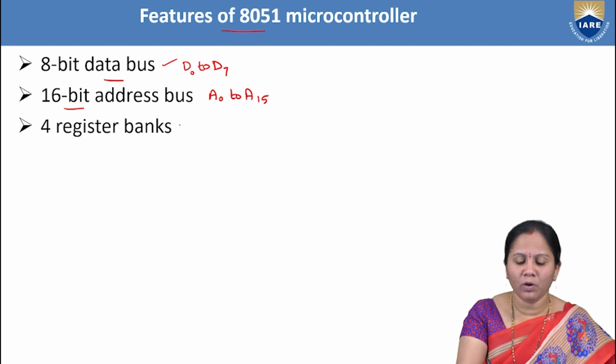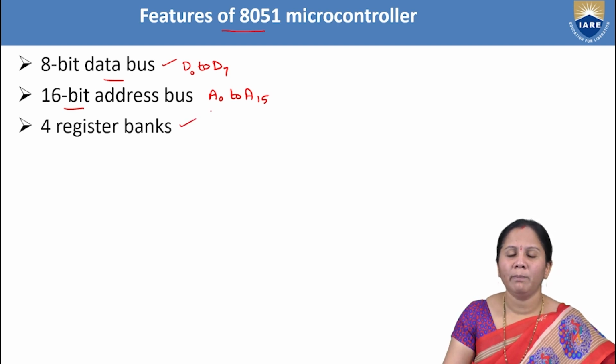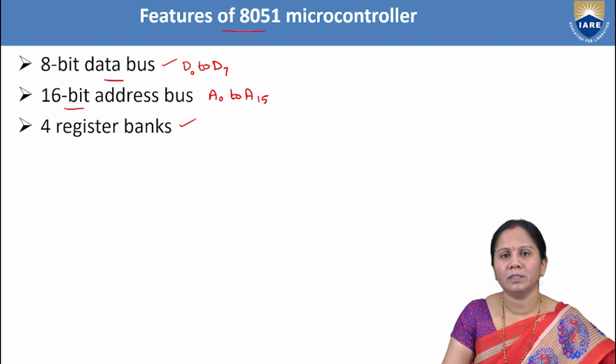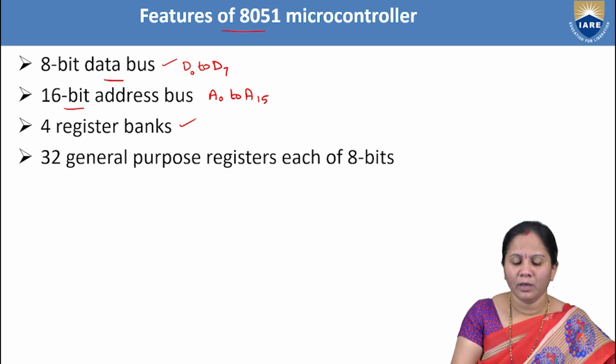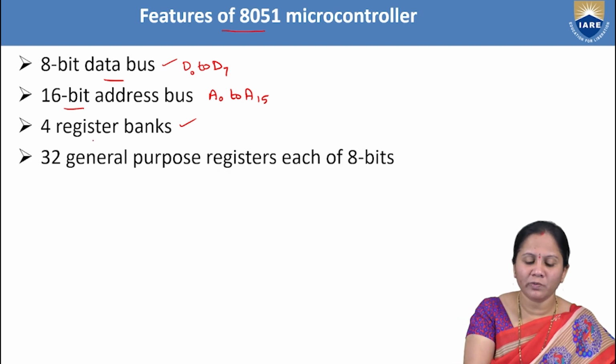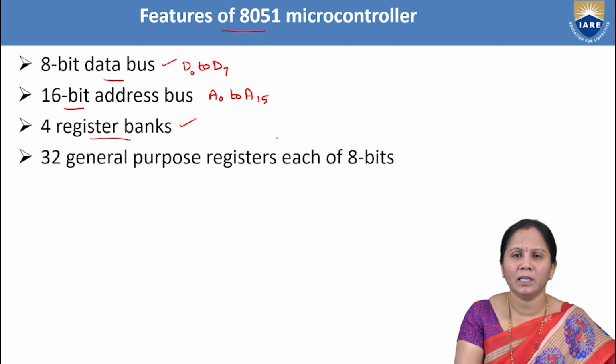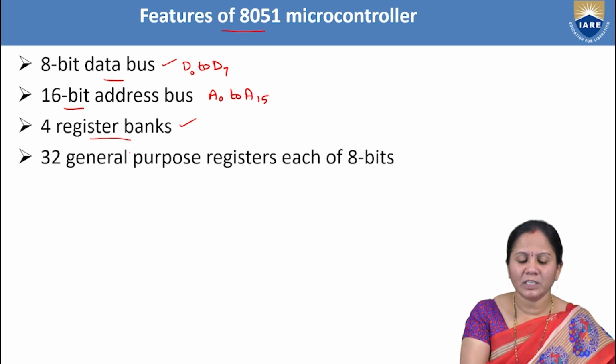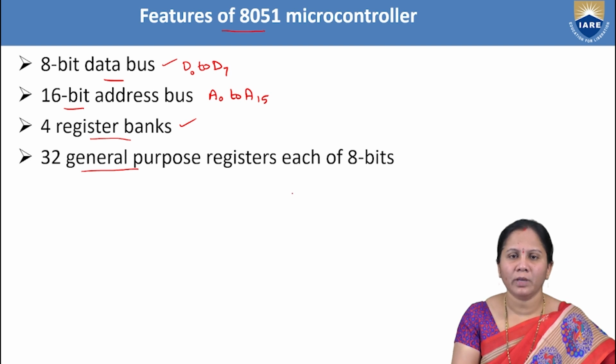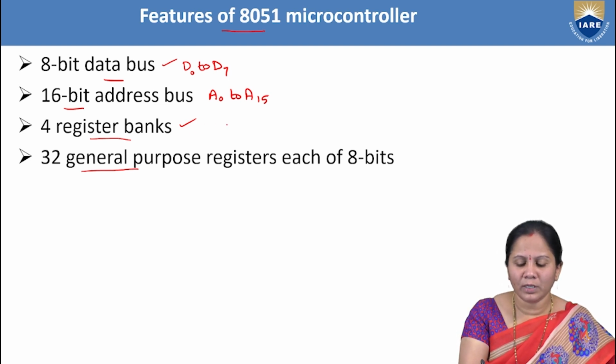And so 4 register banks will be there: Bank 0, Bank 1, Bank 2 and Bank 3. Internally each bank again consists of a number of registers. Each of the 4 register banks internally consists of 8 registers, and that is why there are 32 general purpose registers. So totally 4 register banks.